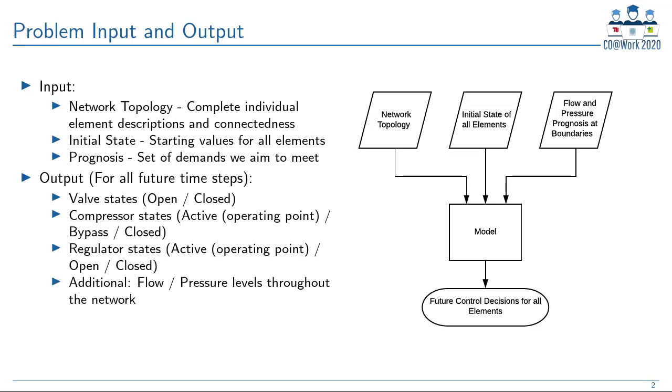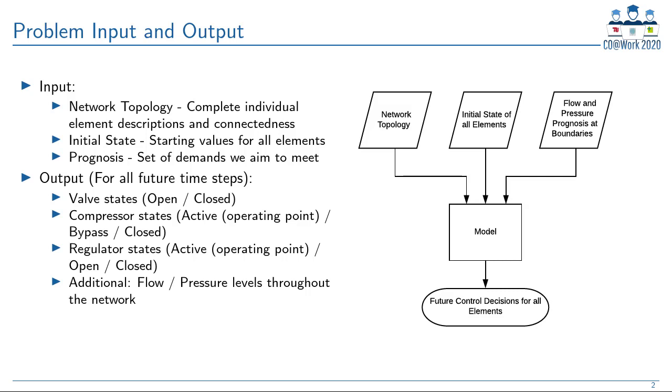On to the output. So the output for our model is actually multiple sets of decisions for the same elements. We need this as we need decisions for all future time points, as we mentioned earlier. This time horizon is flexible. So for instance, we may require for every 15 minutes a set of decisions over the next 12 hours.